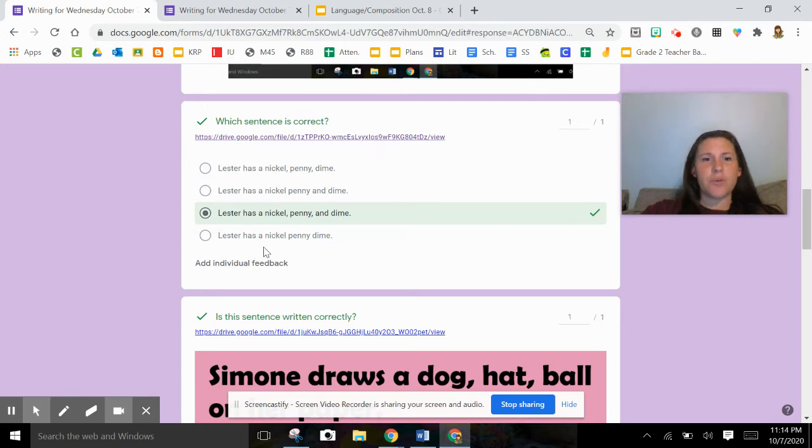Let's look at the last one just to be sure. All right, so there's our list right there. Lester has a nickel, penny, dime. It already sounds weird. You definitely wouldn't write a sentence like that, but let's check it and see. 1, no comma, 2, supposed to be a comma right there, and there's supposed to be an and right there, dime. So that one's definitely not it. So it's definitely this one.